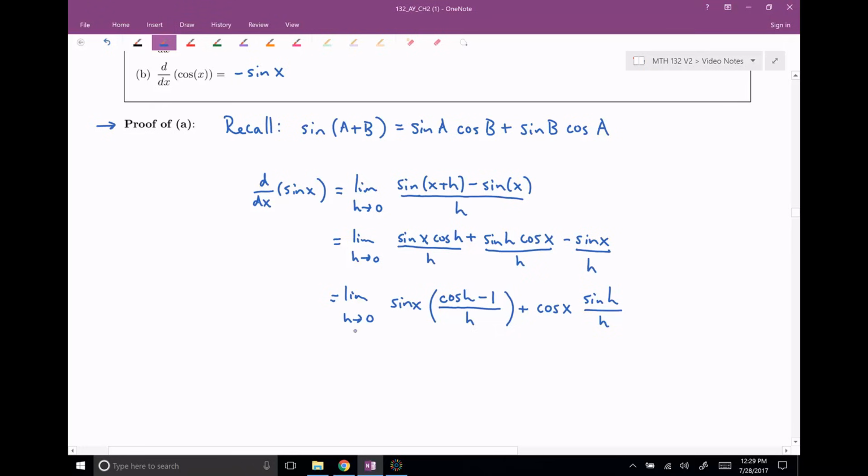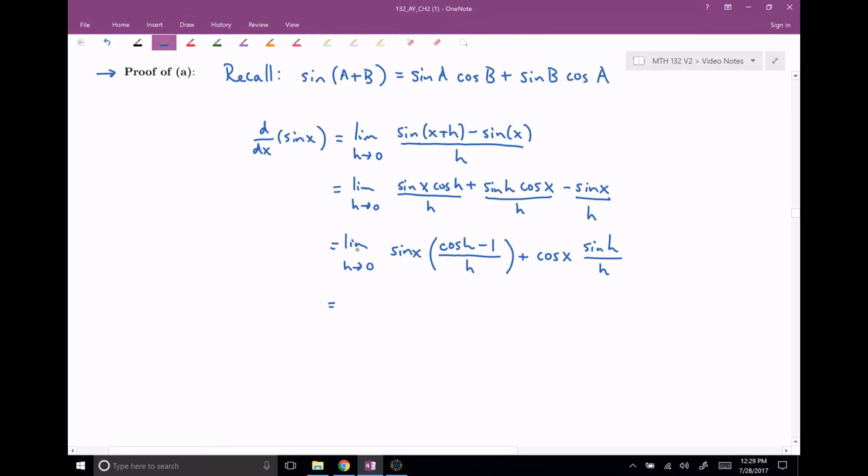Notice the thing that's changing is h going to 0. The x's aren't changing at all. These are basically constants, so I can factor these out, and let me distribute this limit. This is going to be sine of x times the limit as h goes to 0 of cosine of h minus 1 over h, plus cosine of x times the limit as h goes to 0 of sine of h over h.